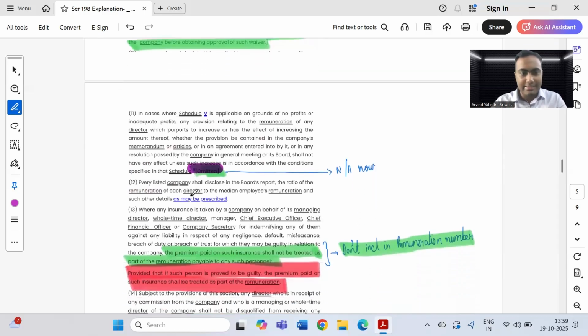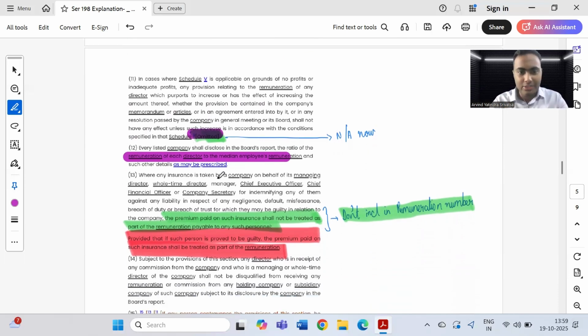So next, every listed company shall disclose in the board's report the ratio of the remuneration of each director to the median employee's remuneration and such other details as may be prescribed. So guys, if you open any listed company's annual report, you will find this because every listed company has to disclose this. It is compulsory. You will find that they will say that this is the median employee's remuneration. This is our director's remuneration. The ratio is so and so. The ratio is very high usually. Yes.